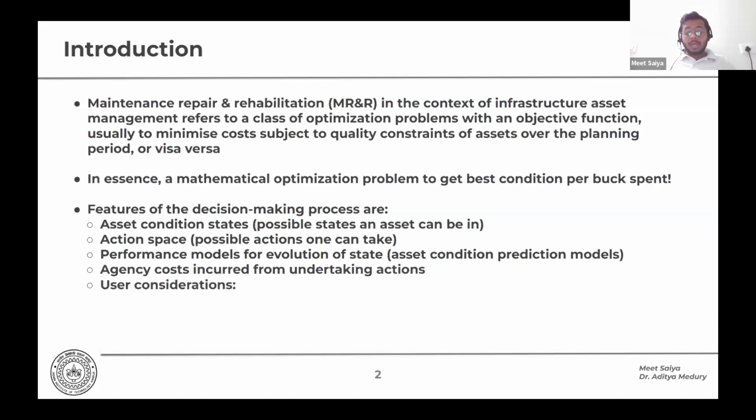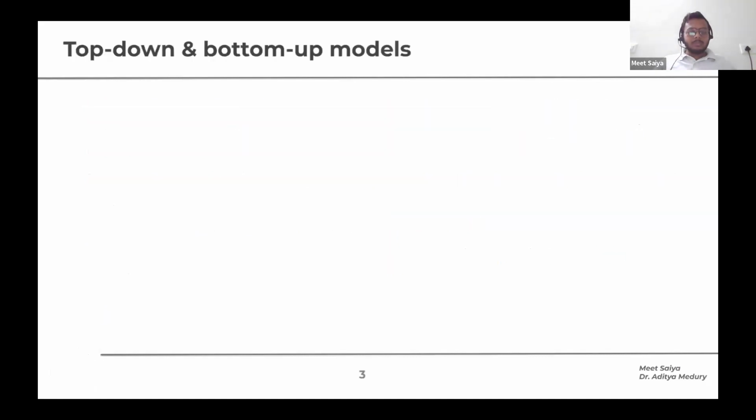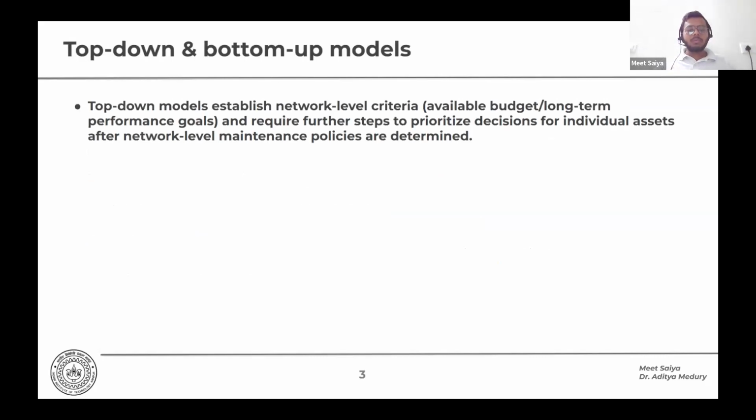And then we should have user consideration. We can have user consideration in two ways. We could have serviceability constraints, or we could have costs directly. There are broadly two kinds of approach: top down and bottom up. The top down approach basically means that we aggregate the infrastructure at network level and then come up with policies. This is mostly applicable for kinds of infrastructure that are homogenizable, so pavements, maybe pipelines, transmission lines, something like that.